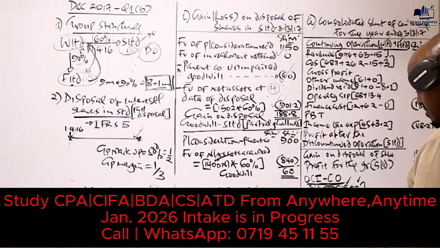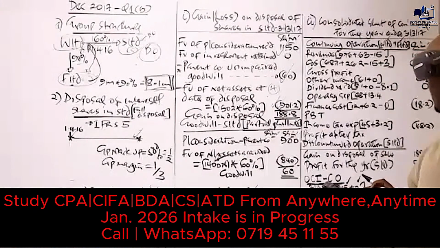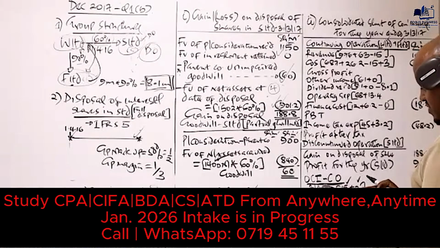976 plus 63 minus 15, minus 15. This basically gives us 1024. The cost of sales, we have 687 plus 26.2 minus 15 plus 3. And basically I'm getting 701.2. Is there even a need of computing the gross profit?